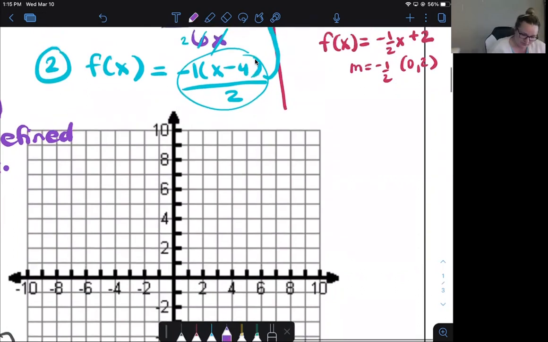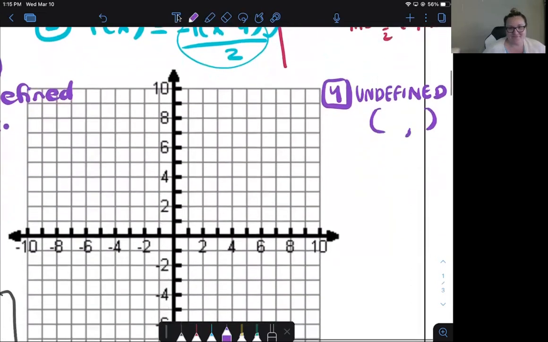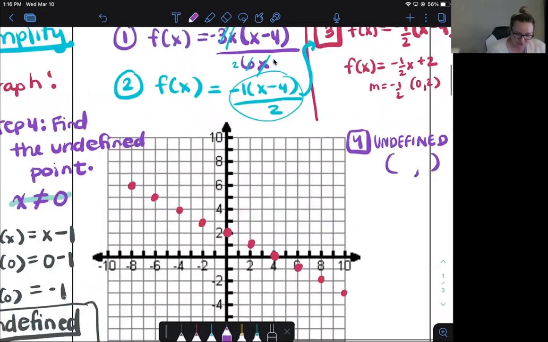So you're going to do step 4. You're going to find that undefined point. On your own, see if you can figure it out. All right. So I've started the graphing of my line. I put my y-intercept at (0, 2). I went down 1 over 2 for my slope, but I need to find my undefined point before I actually draw the line in. So to find that, I need to look back at my restrictions.